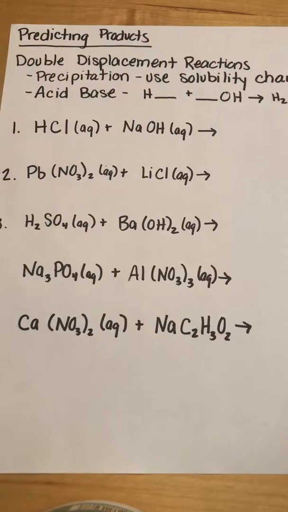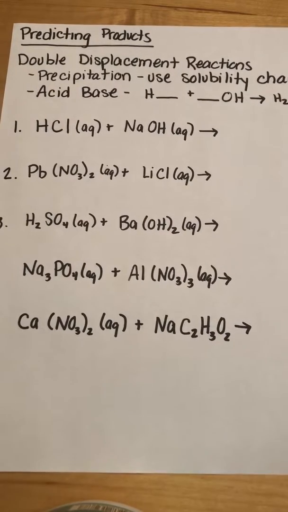In this tutorial, we're going to look at predicting products for double displacement reactions. Double displacement reactions can be further classified as either a precipitation reaction or an acid-base reaction. So again, when you're looking at OWL, you will see that typically, if you are asked whether it's a double displacement reaction, you'll be asked for that additional classification, whether it's a precipitation or acid-base, and we'll review that when we're predicting products.